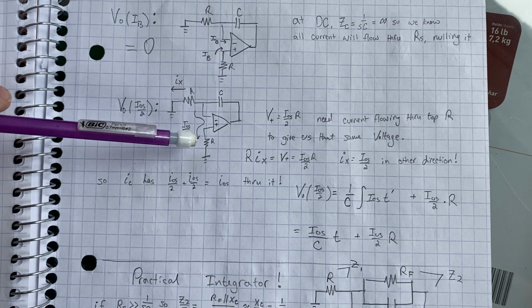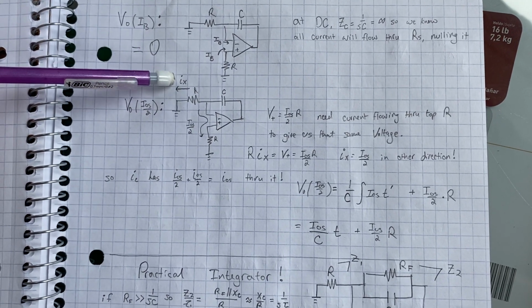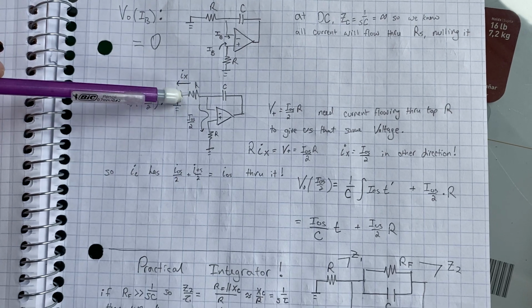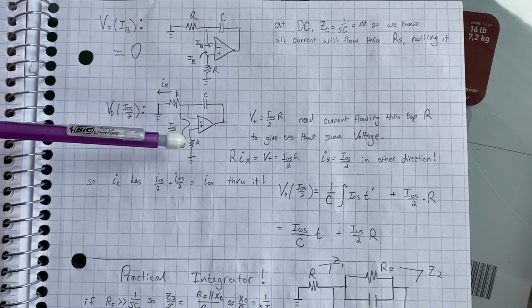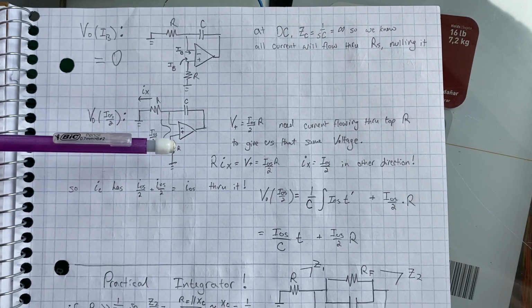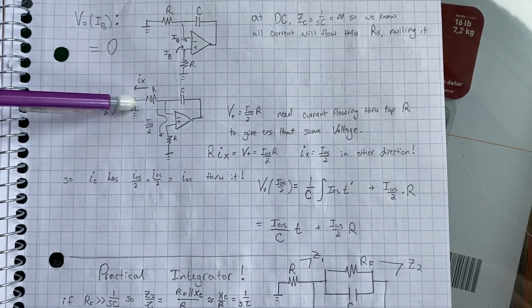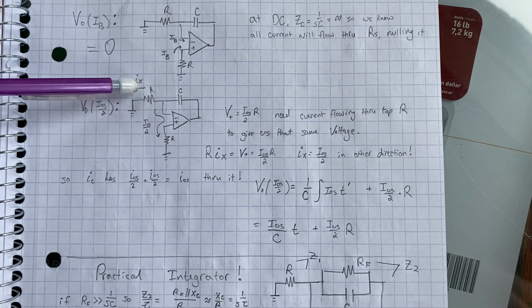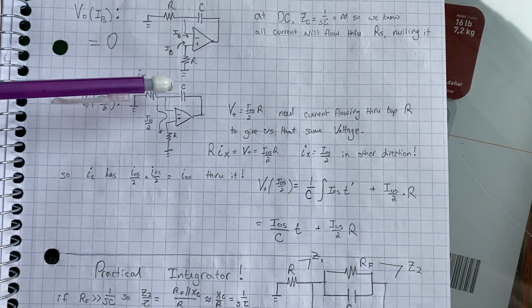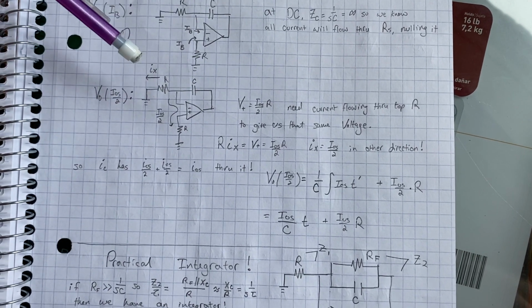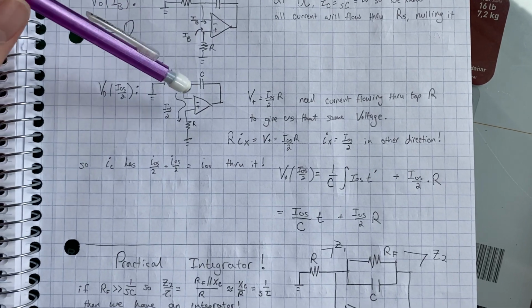For I offset over 2, we know similarly the voltage at the non-inverting terminal is I offset over 2 times R. We know that this current here times R has to be the same voltage as I offset over 2 times R. And that means that Ix is I offset over 2, but in this direction. So now we have a total of I offset over 2 flowing left and I offset over 2 flowing down, which means the sum of those is just 1 I offset flowing into this capacitor.